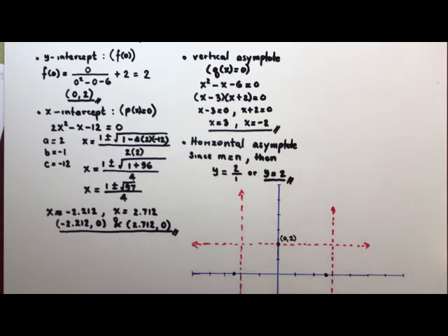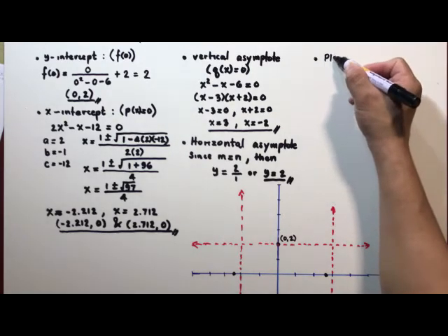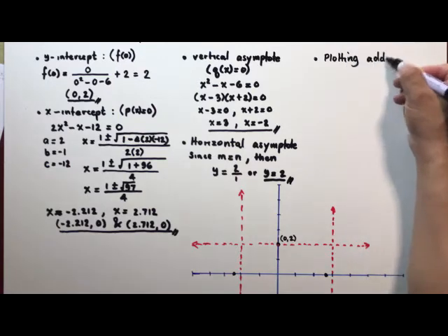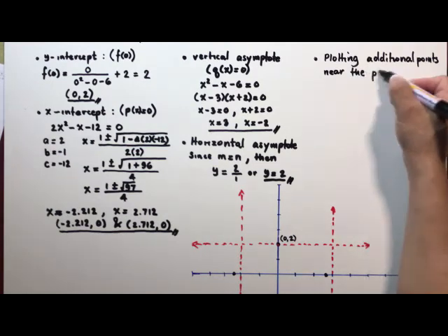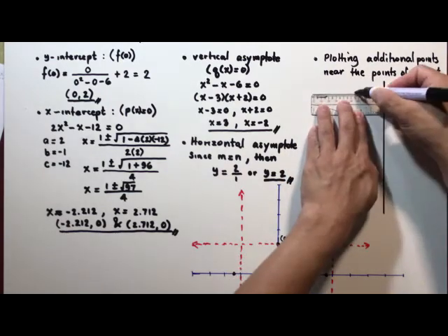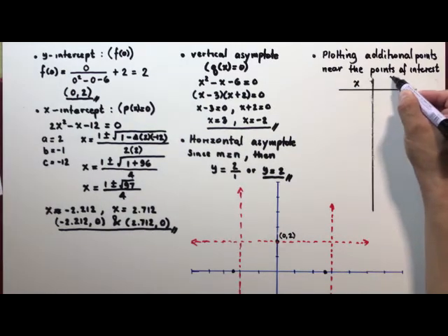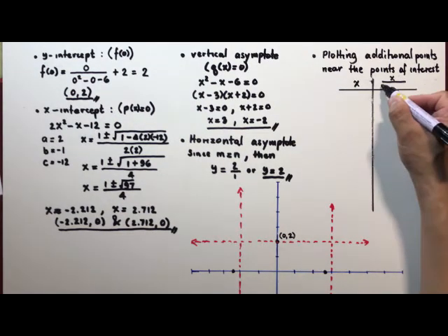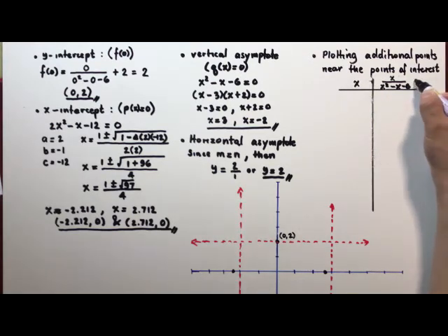But we don't know where the graph is in this drawing. So first, let us plot some additional points so that we would know the behavior of the function. So, plotting near the point of interest, we have our x, and our function at the point is x over x squared minus x minus 6, plus 2.